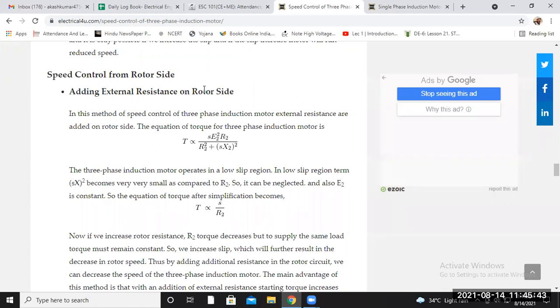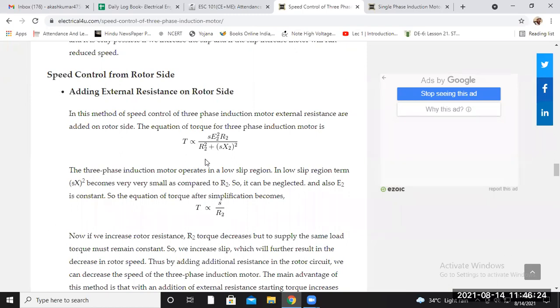Now, this external resistance method is related to the torque equation that we have discussed in the previous part, that is, torque is directly proportional to s E2 square R2 divided by R2 square plus sX2 square. If we remove the proportionality constant, you will get the constant value K, and that K value is 3 upon 2 pi Ns. That means indirectly you can say that torque is inversely proportional to the synchronous speed, if you provide the value of the proportionality constant K.